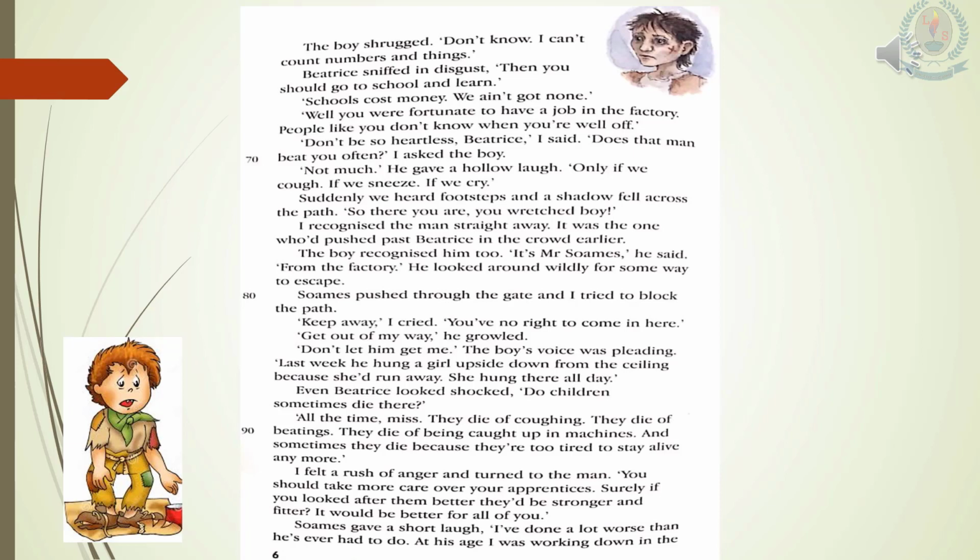Suddenly they heard footsteps and a shadow fell across the path. You wretched boy, you unlucky boy. They recognized that it was Mr. Soames. The boy looked around wildly for some way to escape. Olivia tried to block the path.